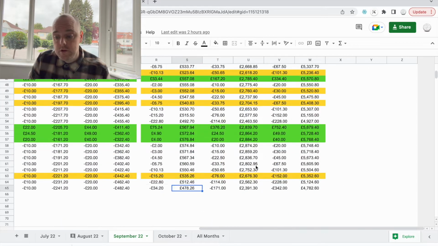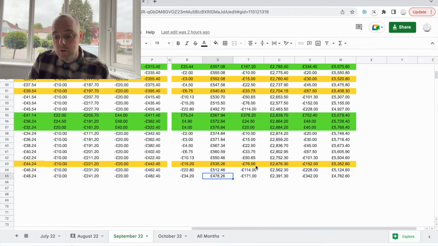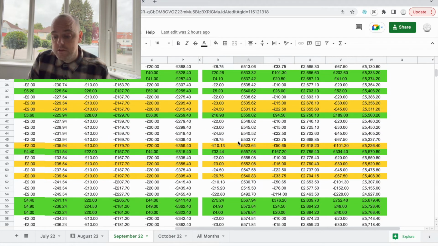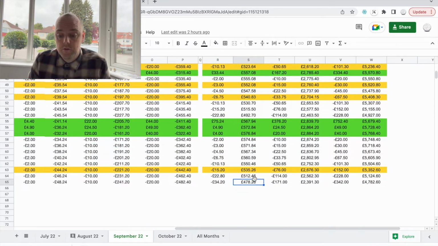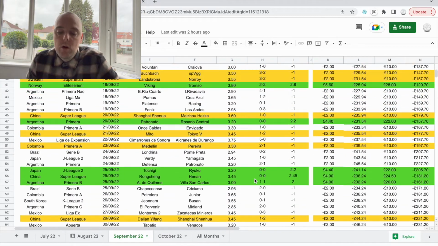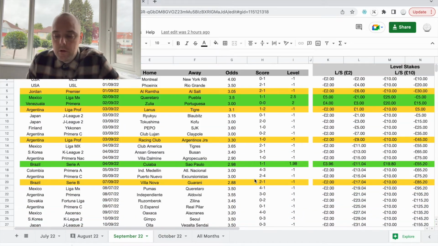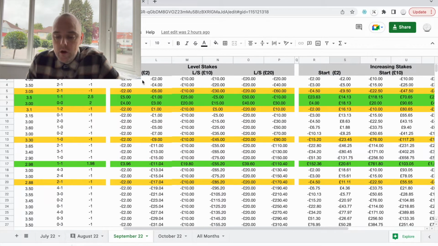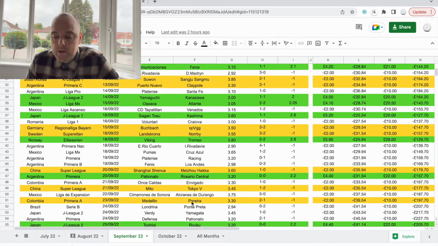So anyone doing increasing stakes, if you had the bankroll to carry on and the faith through this really sticky patch, then you'll be in profit. So well done. But if we look at what actually happened in this month, and I'll keep it brief, you can see the greens, and we had 63 games.